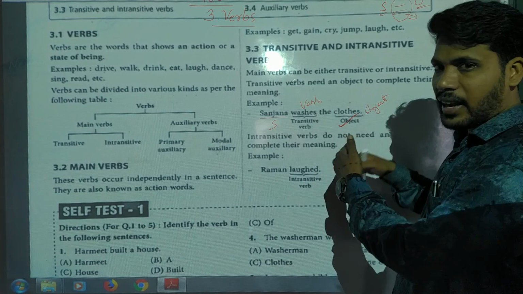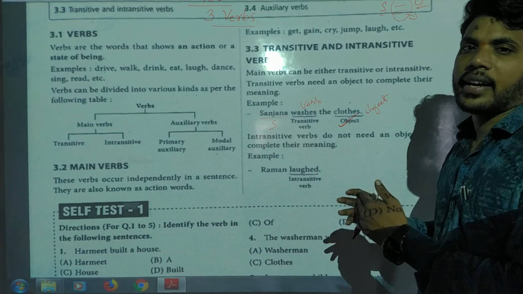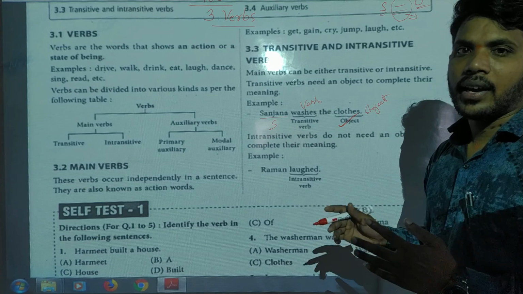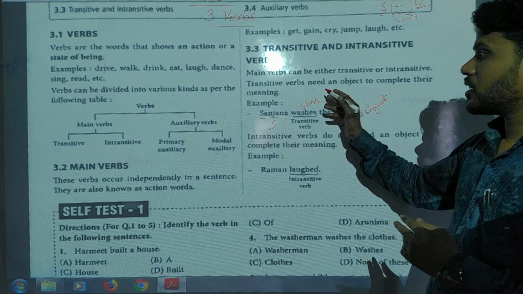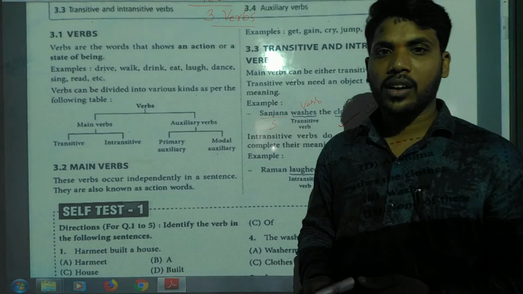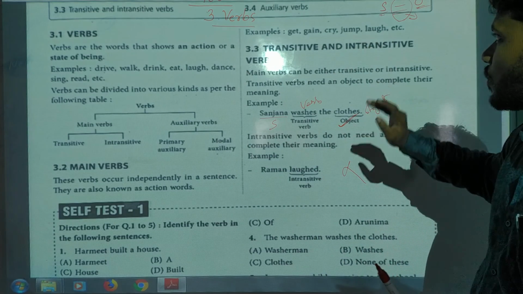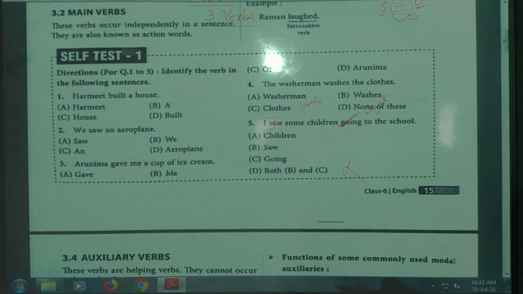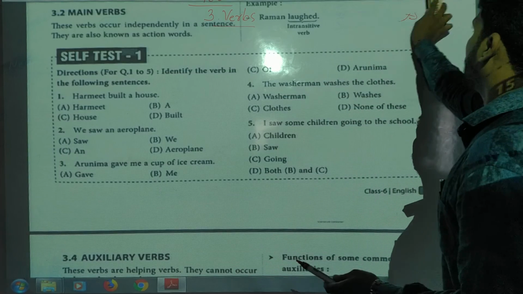But when we come to intransitive verbs, no need to write an object. There is no particular rule to complete a sentence by an object in an intransitive verb. But for transitive, we compulsorily need an object, but for intransitive, no need. Okay, this is main verbs and transitive and intransitive verbs. So according to this topic we have a self-test.